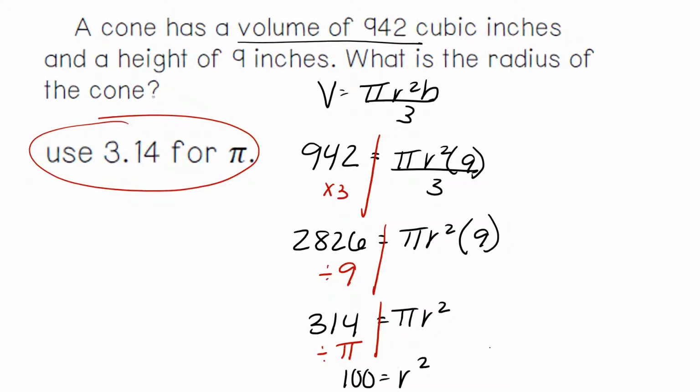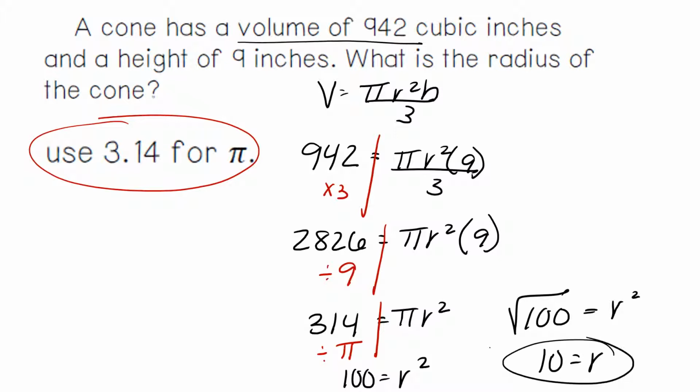And our last step, because we have an exponent 2, we have to do the opposite of the exponent 2. We're going to take the square root. The square root of 100 is 10. Our radius is 10.